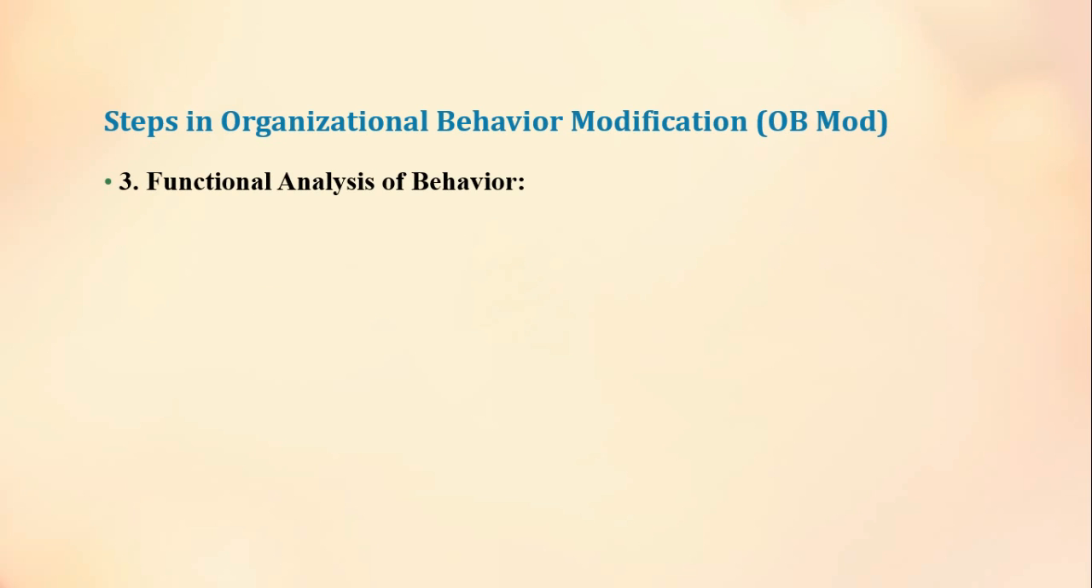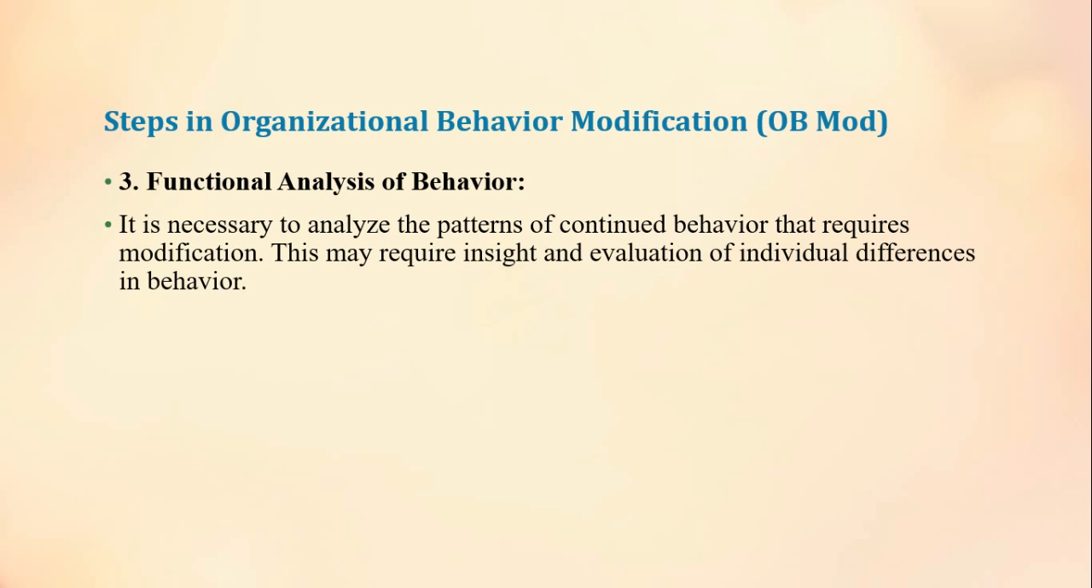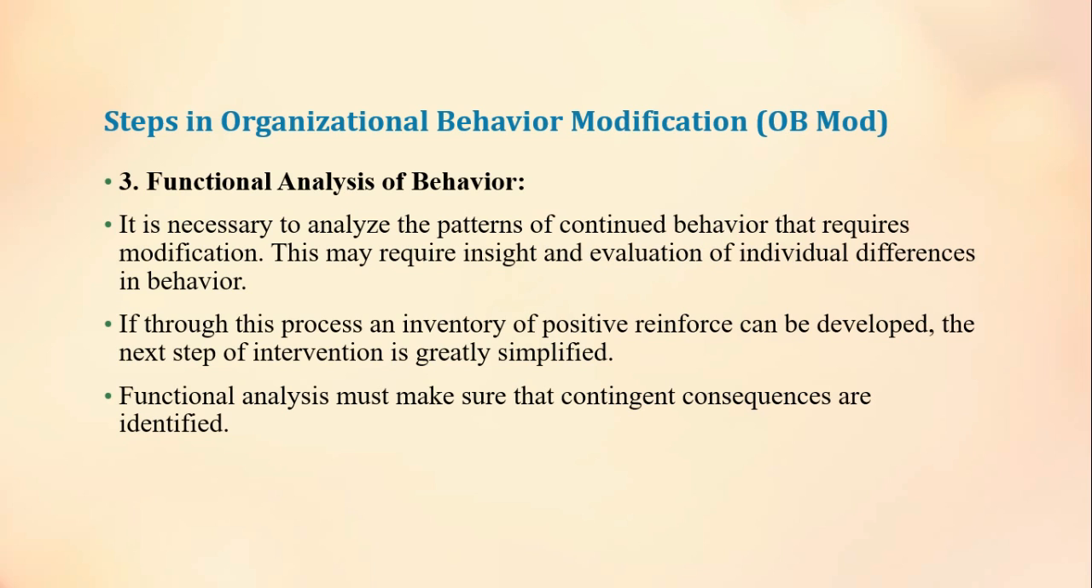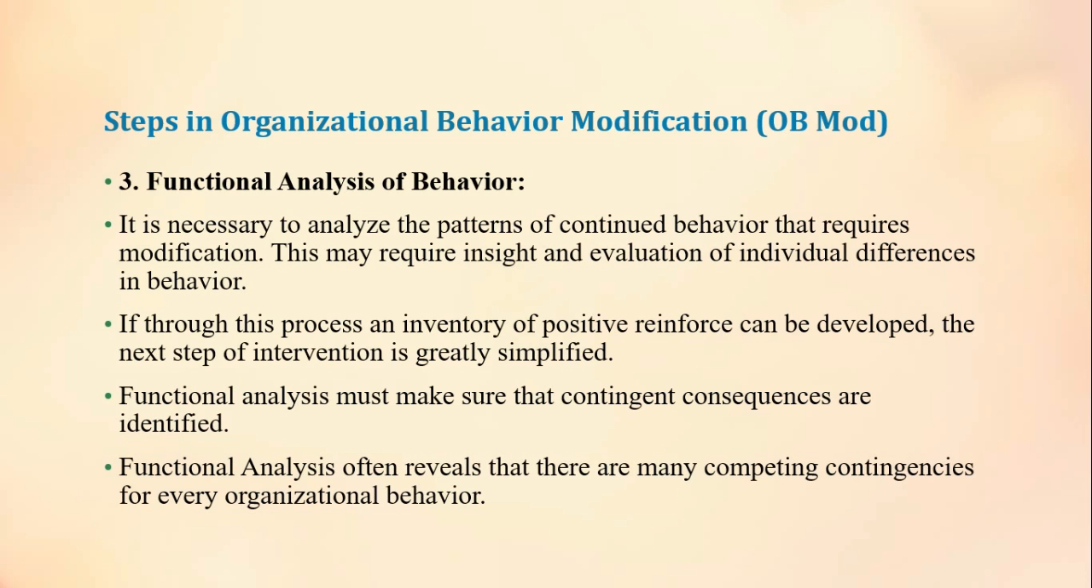Number 3 step is the functional analysis of the behavior. It is necessary to analyze the pattern of the continued behavior that requires modification. This may require insight and evaluation of individual differences in behavior. If through this process an inventory of positive reinforcers can be developed, the next step of intervention is greatly simplified. Functional analysis must make sure that contingent consequences are identified because these consequences are very significant. Functional analysis often reveals that there are many competing contingencies for every organizational behavior.